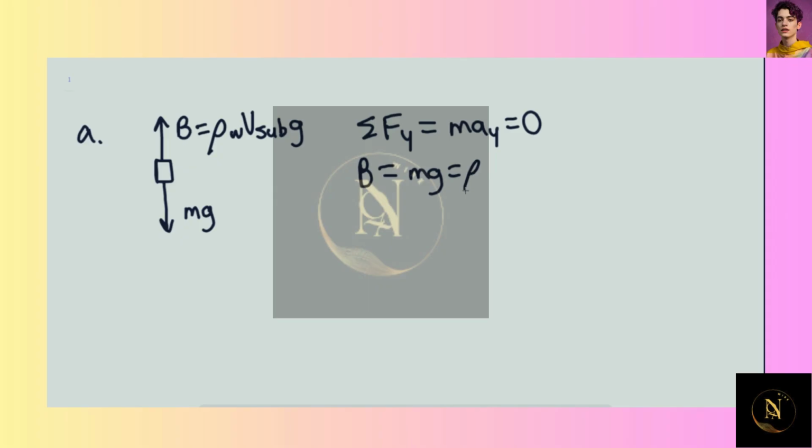This would be equal to the density of water multiplied by the volume of the car submerged times g. The g's are going to cancel out, and we simply have that the volume of the car that is submerged under the water would be equal to the mass of the car divided by the density of water. And so we can solve.